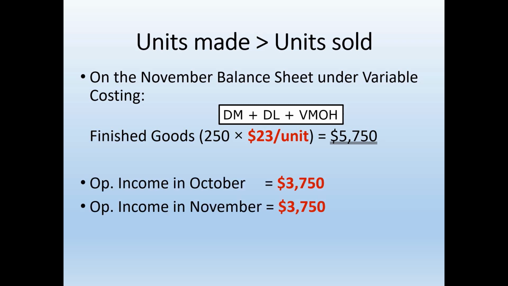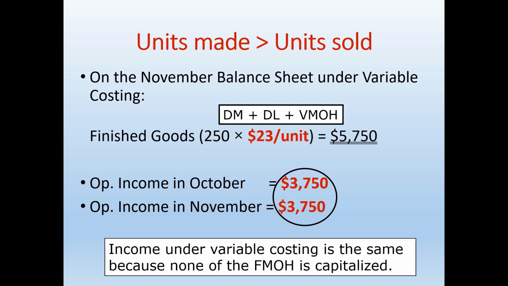When we compare operating income in October and November under variable costing, we notice that they're the same. That happened because none of the fixed overhead was capitalized. Remember that variable costing treats fixed overhead as a period cost, not a product cost. So each period, 100% of the fixed overhead goes to the income statement, no matter how many units are sold.